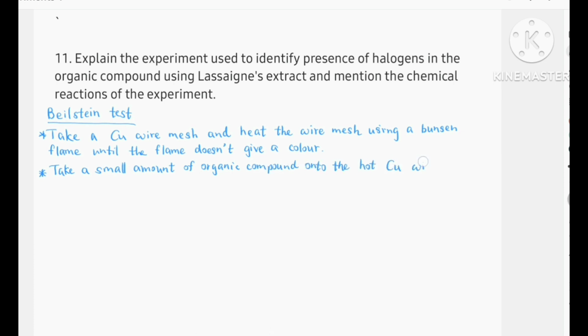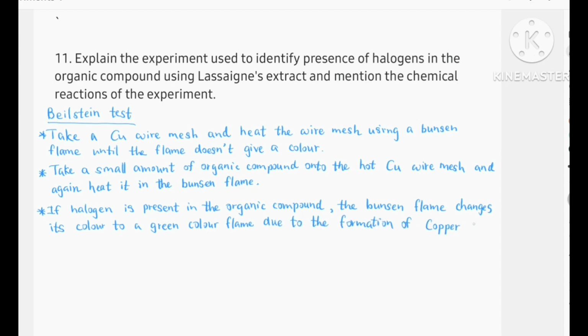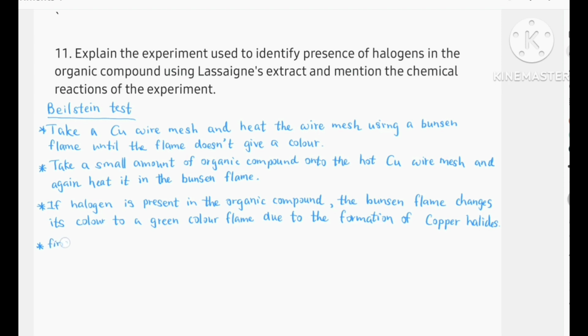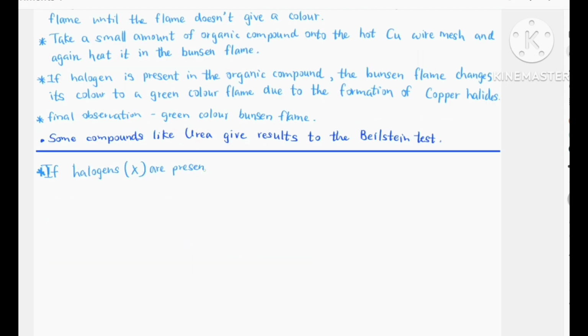Take a small amount of the organic compound onto the hot copper wire mesh and again heat it in the Bunsen flame. If halogen is present in the organic compound, the Bunsen flame changes to a green color due to the formation of copper halides. The final observation of the experiment is a green colored Bunsen flame. Some compounds like urea give the same result in the Beilstein test.